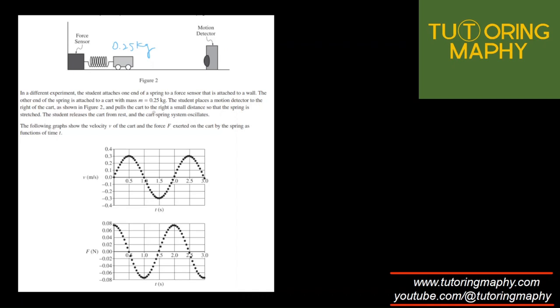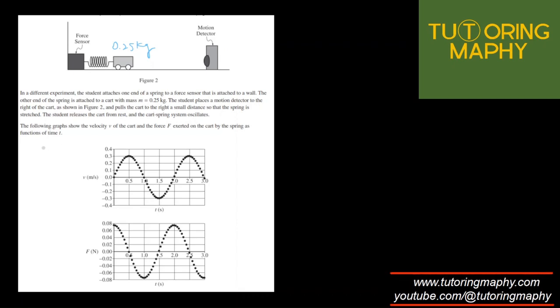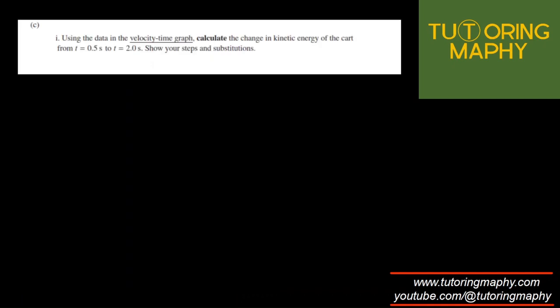The student releases the cart from rest, and the cart-spring system oscillates. The following graph shows the velocity of the cart and the force exerted by the cart as a function of time. Using the data in the velocity-time graph, calculate the change in kinetic energy of the cart from 0.5 to 2 seconds. Show the steps. Well, at 0.5 seconds the speed is 0.3, and at 2 seconds the speed is 0.